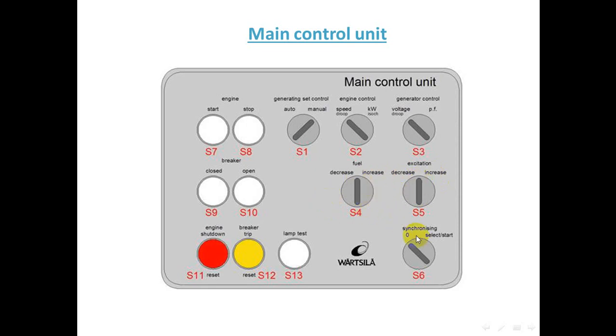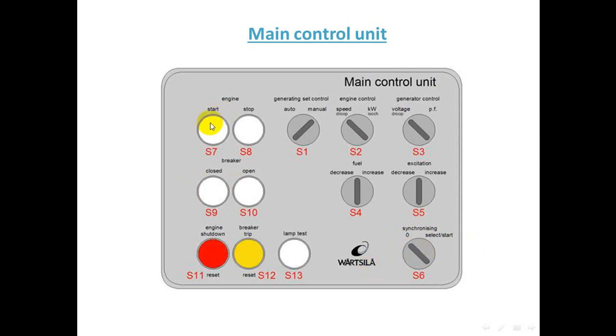S6. S6 is the function to synchronize or select to start. If you want to synchronize the generator, you must select synchronizing. If you want to start the engine, you must use the start selector.